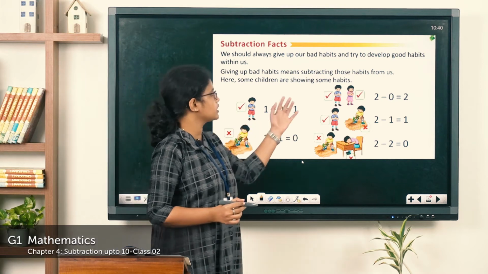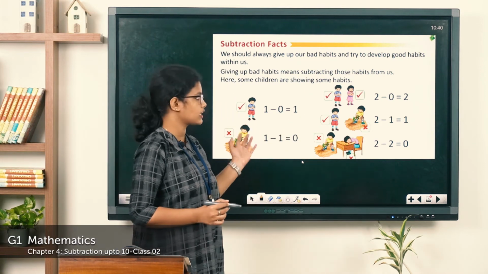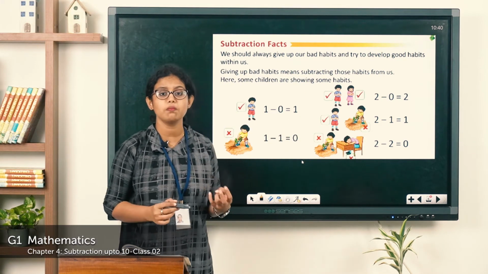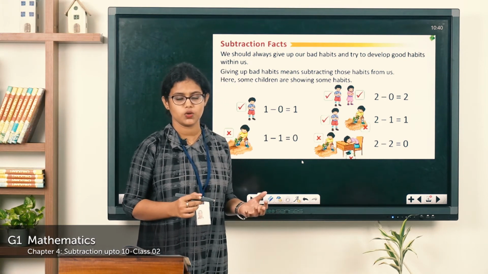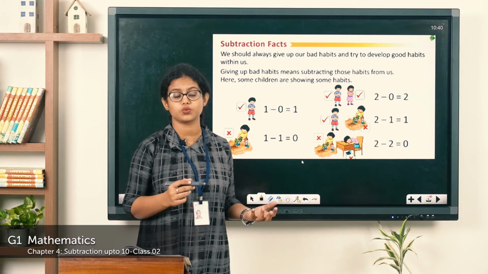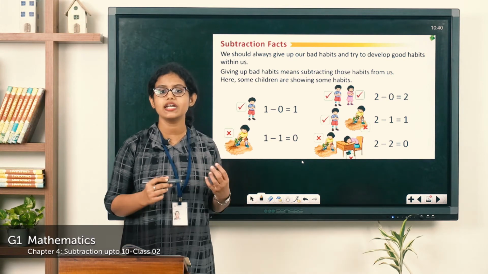So let's see, you can see some pictures here. There are kids doing good habits and bad habits. So we are going to do some sums based on this. What are we going to do? We have to subtract. We are going to subtract these bad habits.